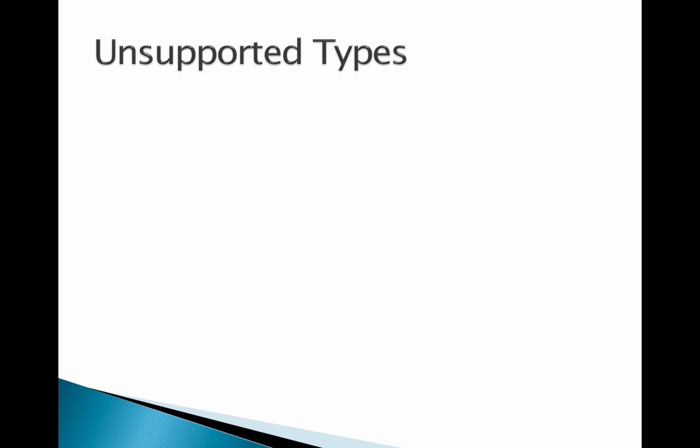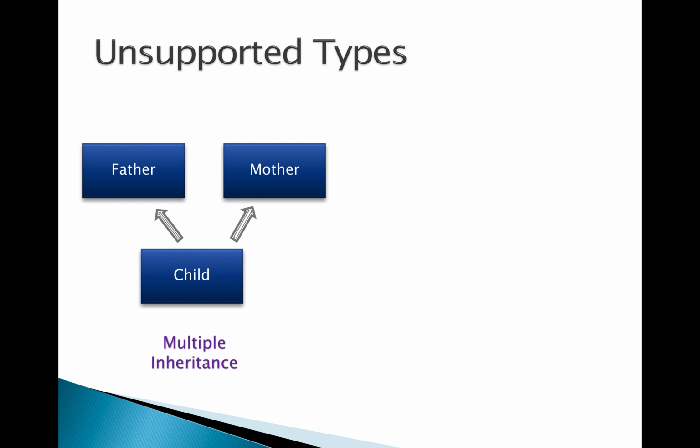There are a few unsupported types in Java. These are all forms of inheritance, but Java does not support them. One is multiple inheritance. Multiple inheritance is one child class extending from two parent classes. An example is a child inheriting from a father and a mother. This is not supported in Java.